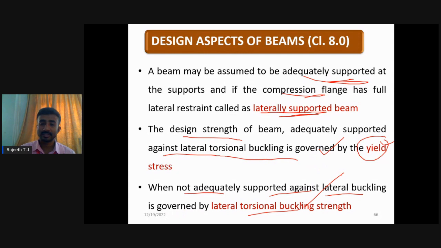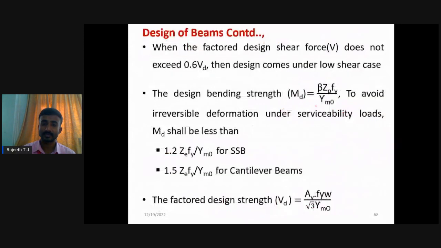So if it is adequate against lateral torsional buckling, then the beam will be governed by the yield stress of the material. If it is not, then the strength will be governed by the lateral torsional buckling strength. And one more thing, if the compression flange is supported adequately, then we call it a laterally supported beam. Otherwise, we call it a laterally unsupported beam.